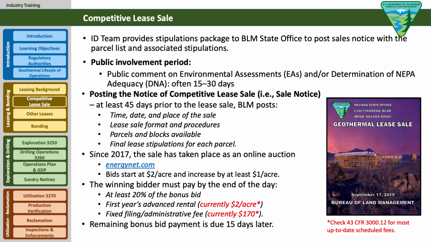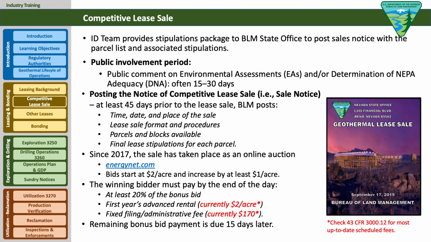The lease sale itself operates as a competitive auction. Since 2017, the auctions have taken place online, currently at energynet.com. Each parcel is allotted a sequential 1-hour bidding time so that bidders know the results of their previous bids before making final bids on subsequent parcels.